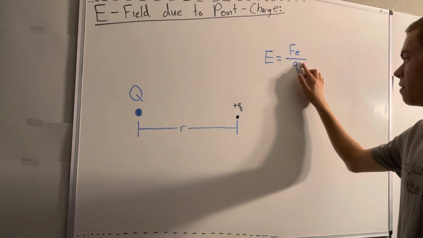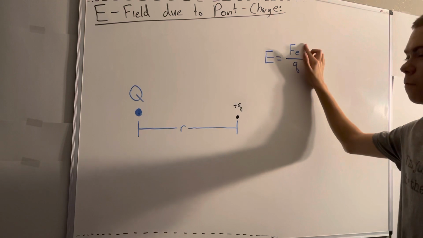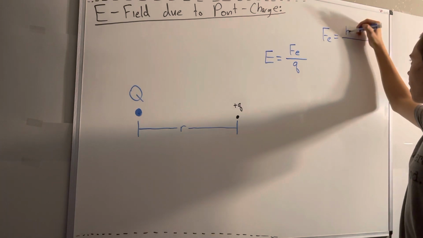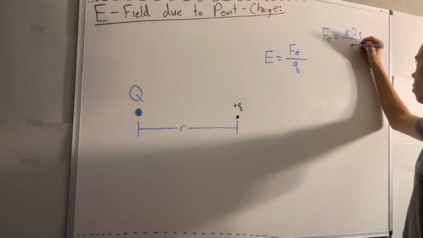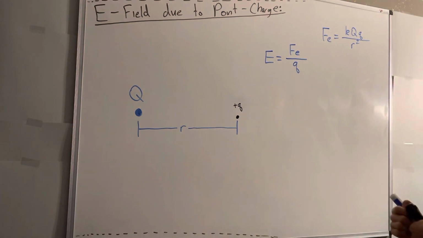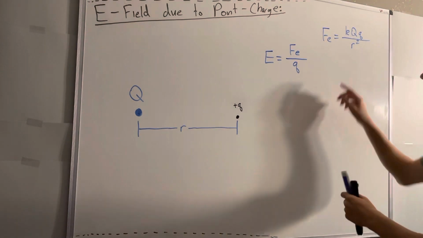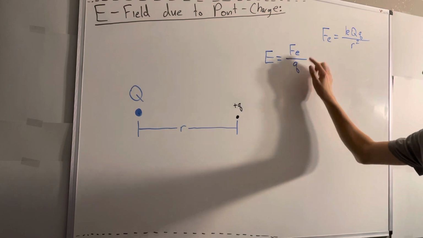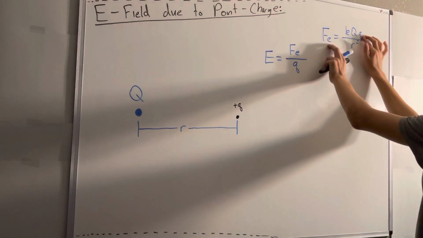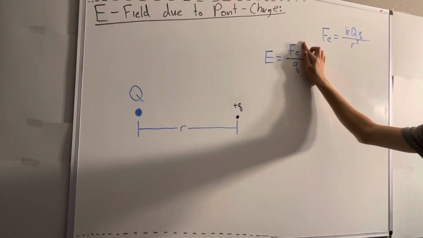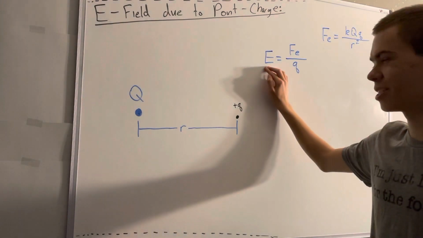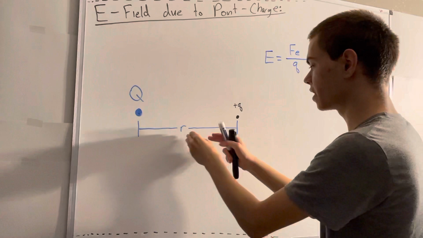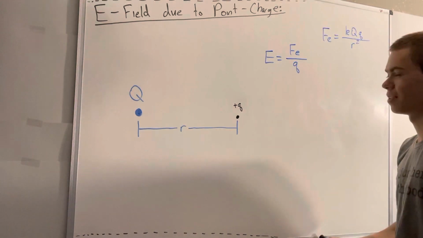As we increase the value of our test charge, our electrostatic force will also increase. Because if you remember, electrostatic force is K capital Q lowercase q over r squared, which we remember from Coulomb's law. So as you can see, as lowercase q increases, Fe will increase as well, and they're proportional to each other, so the electric field doesn't change. It turns out the electric field only depends on the charge producing the field and the distance to our test charge in the field.